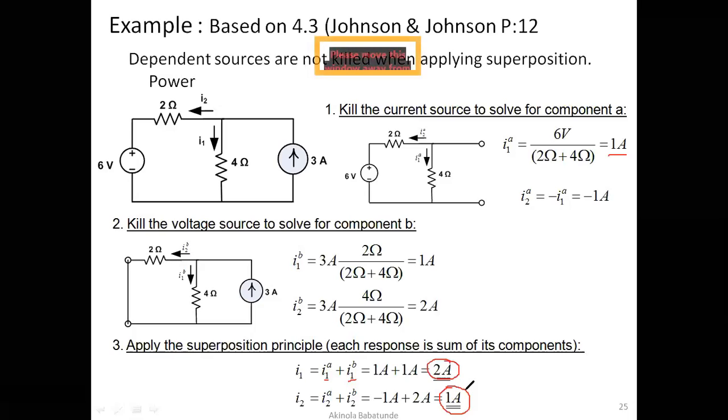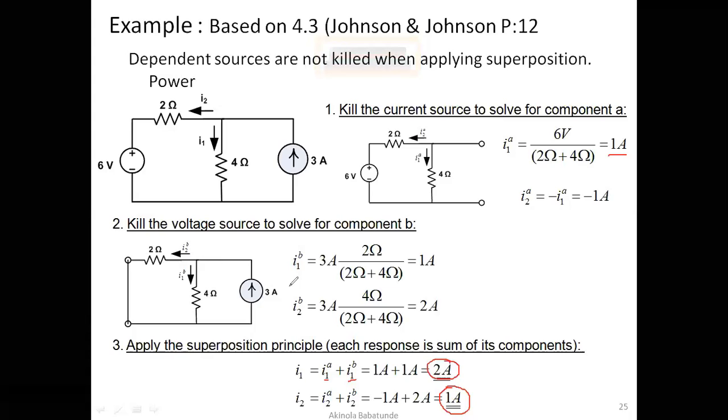This is a simple circuit, and we have easily been able to do this. There are times when you will be given a more complex circuit, but the most important thing is to understand the procedure. Once you understand the procedure, the rest is very easy. Now, one important point I should make before we look at one example regarding that is the fact that dependent sources are not killed when applying the superposition principle. Also, we don't apply superposition to power. We only apply superposition to the components of power, such as the currents and the voltages.